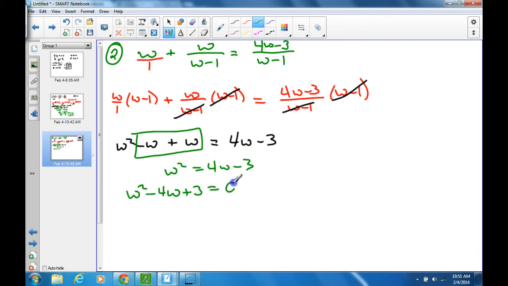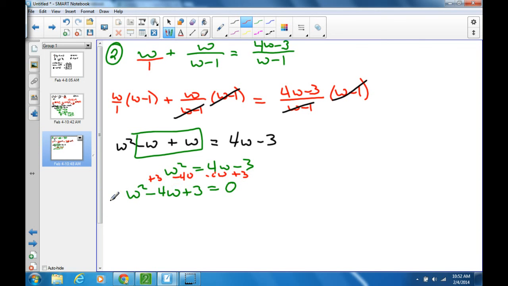I'm confused. I subtracted 4W from both sides, so I get this. Subtract 4W. Oh, yeah. Okay, because I need to move it to the other side. And I need to add 3 to both sides to get that to the other side. Okay, that makes sense. So that's how I got that.